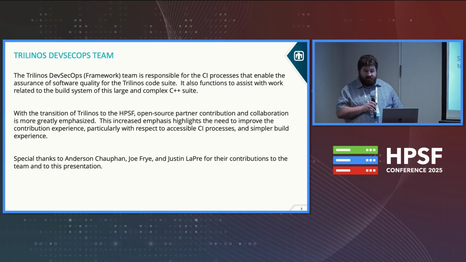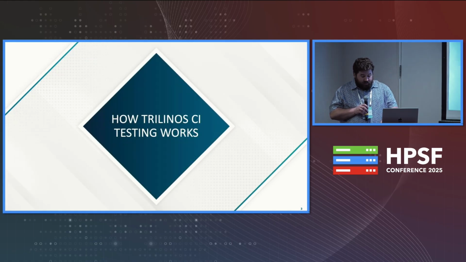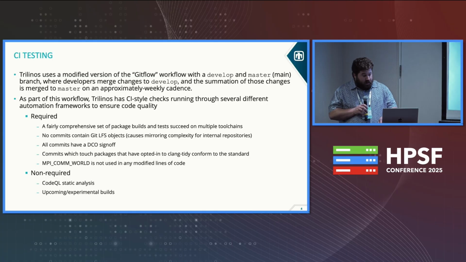We also do a lot of work on the build system. It's kind of in the same general wheelhouse for familiarity with a lot of the developers that are on my team. And as Trilinos is transitioning to the high performance software foundation, we're placing a much bigger emphasis on the accessibility of collaboration, the ease of use of our CI tools and our build systems. So I've got two somewhat disparate but related pieces to walk through. And thanks to the members of my team for all the work that they've put in to make a lot of this possible. So the first thing we're going to run through is how our CI testing works currently.